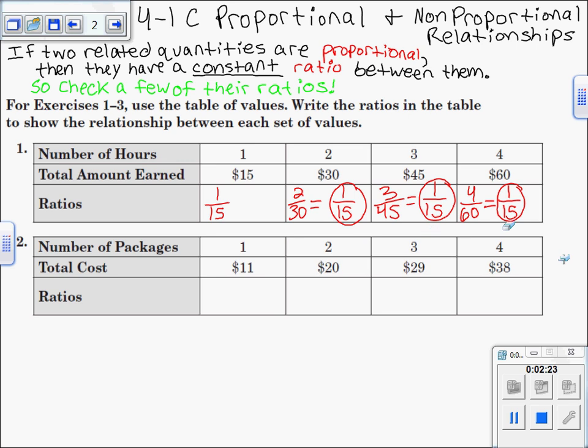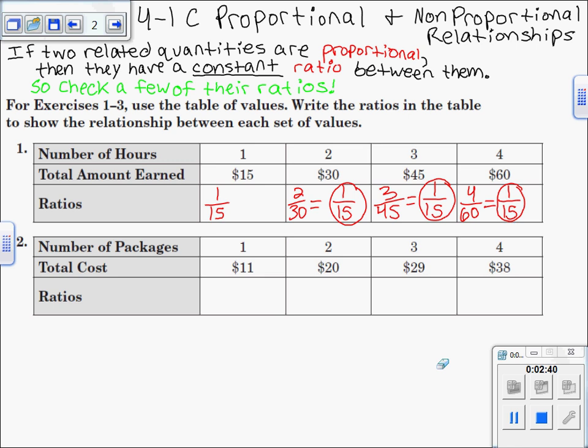Technically, in my opinion, you usually need to check maybe about 3 of them to know for sure. Never rely on just 2 of them, because what if you had a mistake in one of them? So I would always check at least 3 and make sure that all those ratios are the same. Don't assume they are, make sure you know that they are.